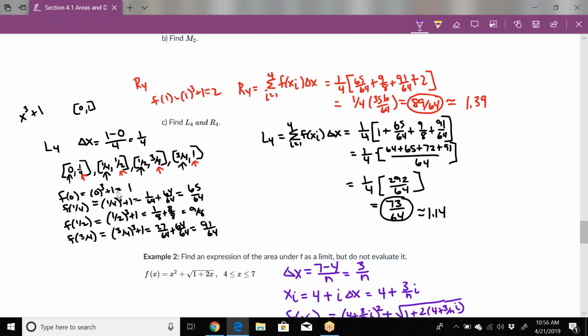And then this is R4. Again, the only difference here is we're using the right endpoint. So we already know the function values for 1/4, 1/2, and 3/4 because they also showed up as left endpoints. The new one is going to be 1. So I evaluated 1 as well and got 2.